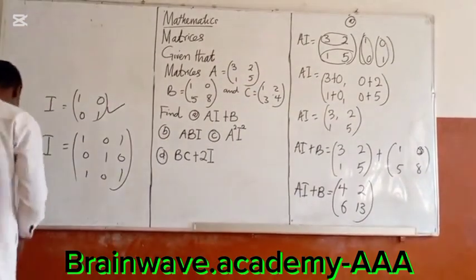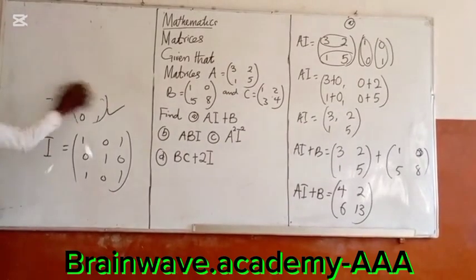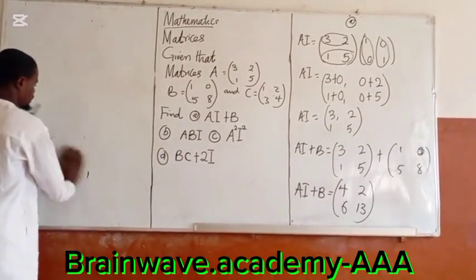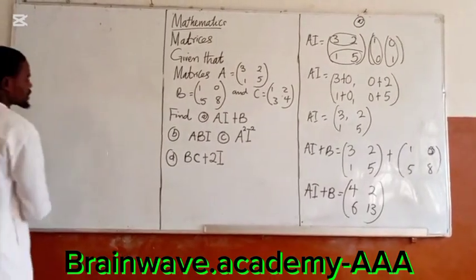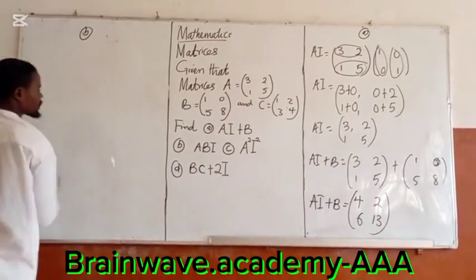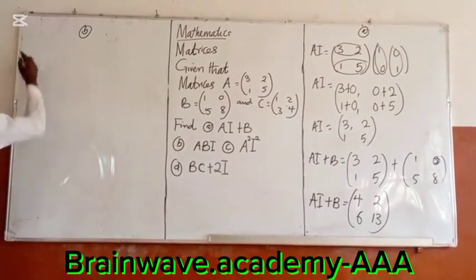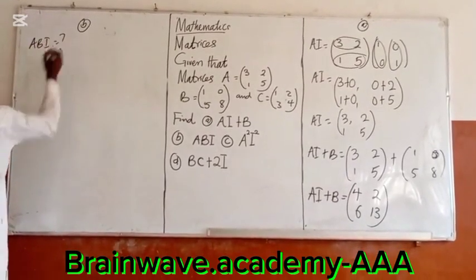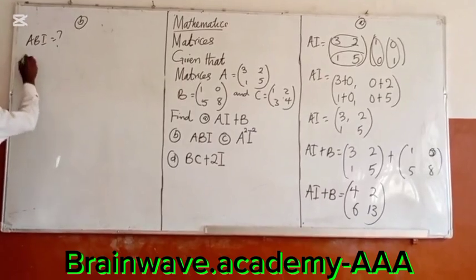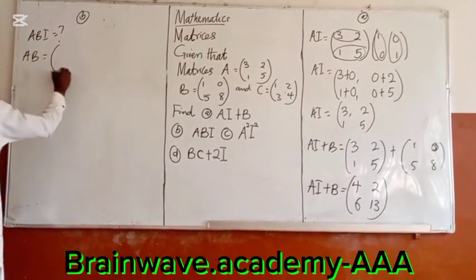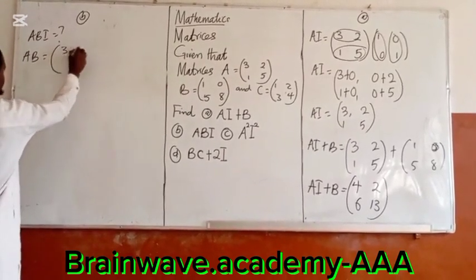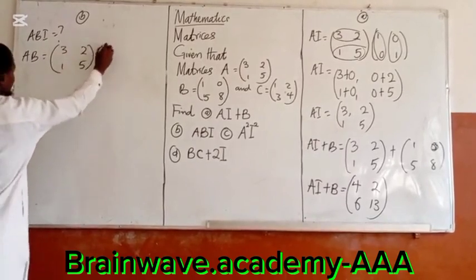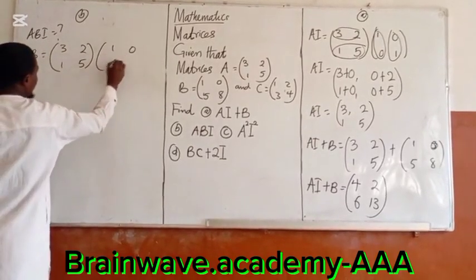Then the second question says that, for B, we have to find ABI. ABI is what we are looking for. We have to find AB first. AB is equal to A, which is 3, 2, 1, 5. Then B is 1, 0, 5, 8.